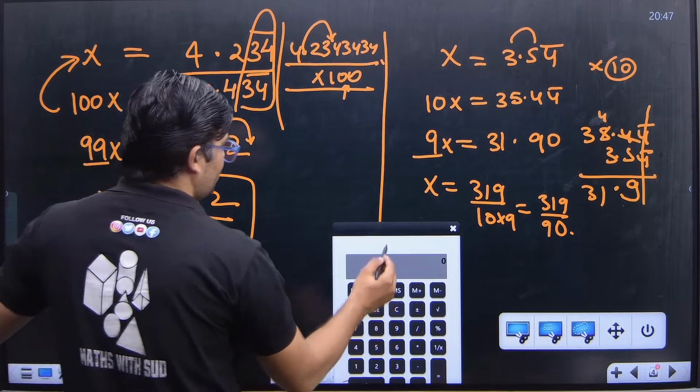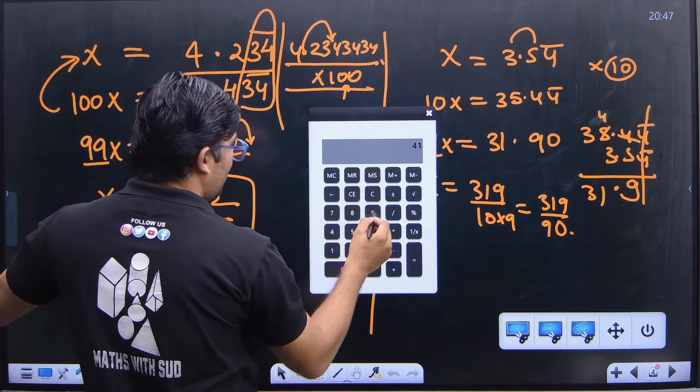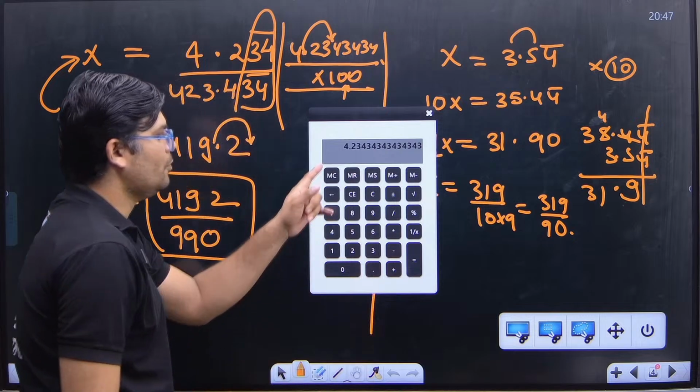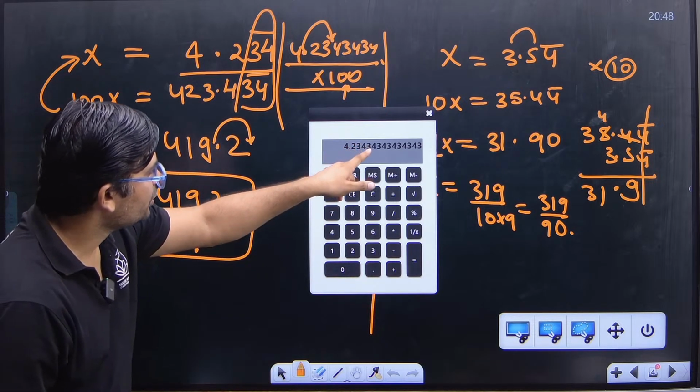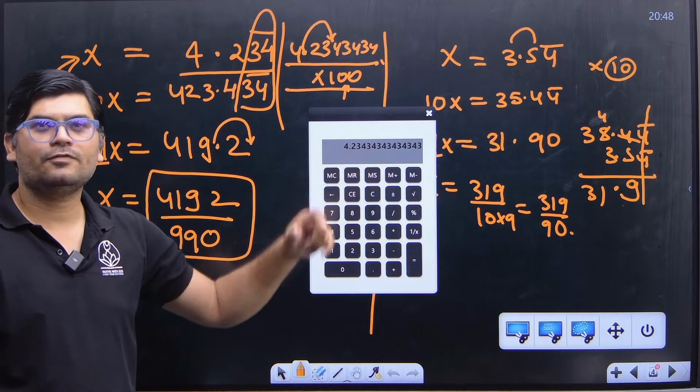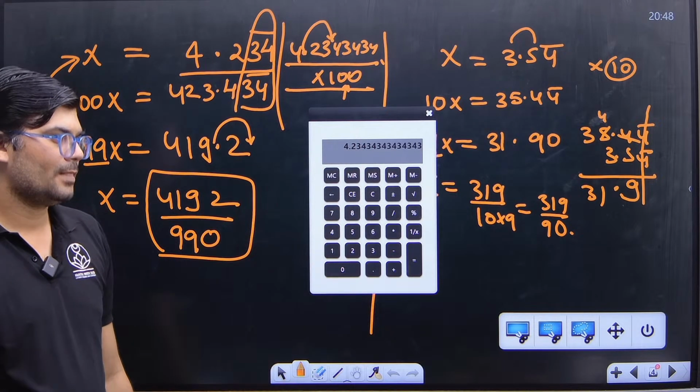Let me show you. So 4192 divided by 990. See this: 4.23434343434. Wow. The bar is on 34. This is cool.